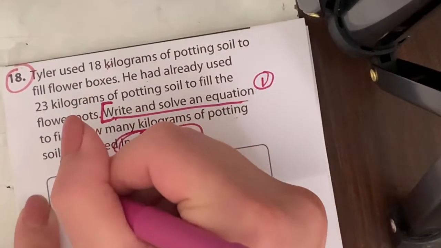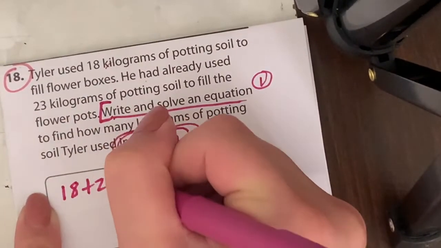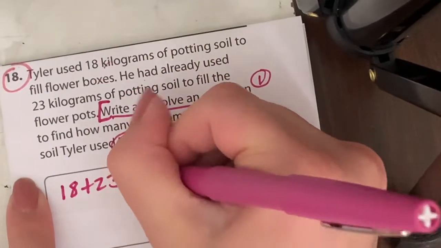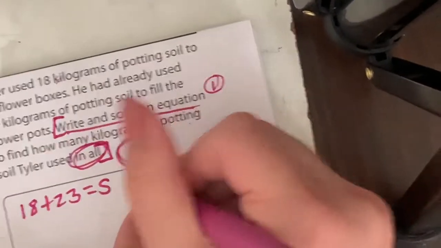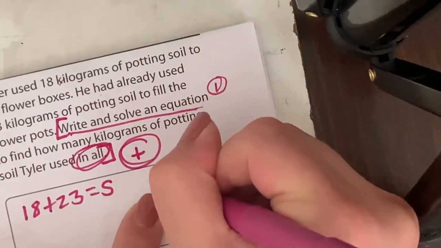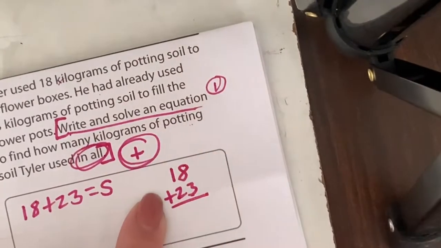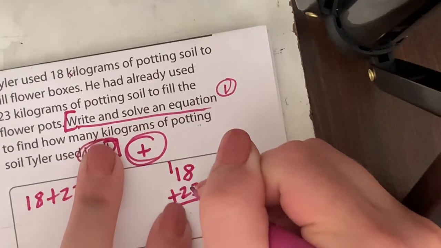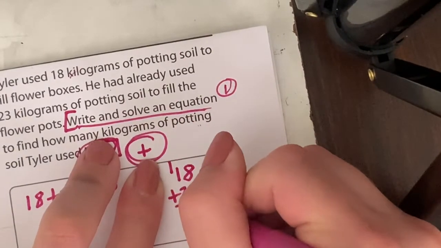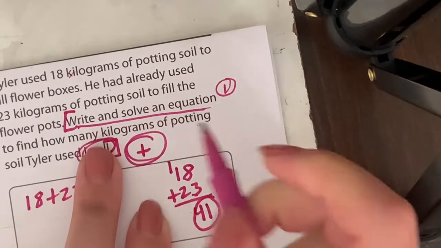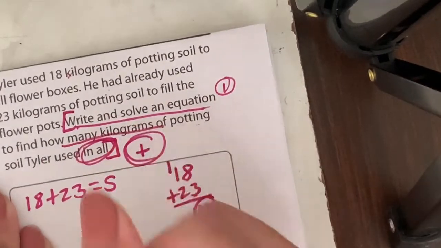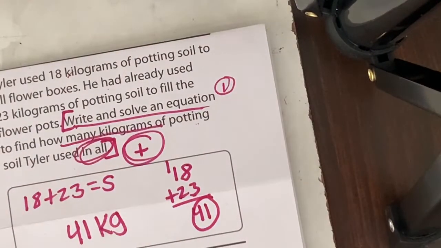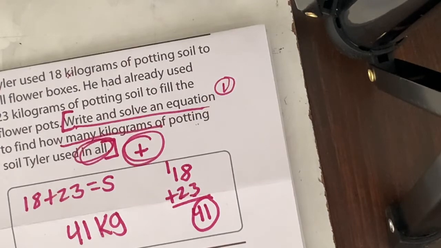So my equation is gonna be 18 plus 23 equals, and what letter would make sense? Maybe S for soil, right? So if you're like me, you like to stack it. So let's do 18 plus 23. 8 plus 3 is 8, 9, 10, 11. Put my 1 down here, carry 1 up here. 2 plus 1 is 3, plus 1 more is 4. 41, but 41 what? I'm looking for how many kilograms. So the answer is 41 kg for number 18, okay?